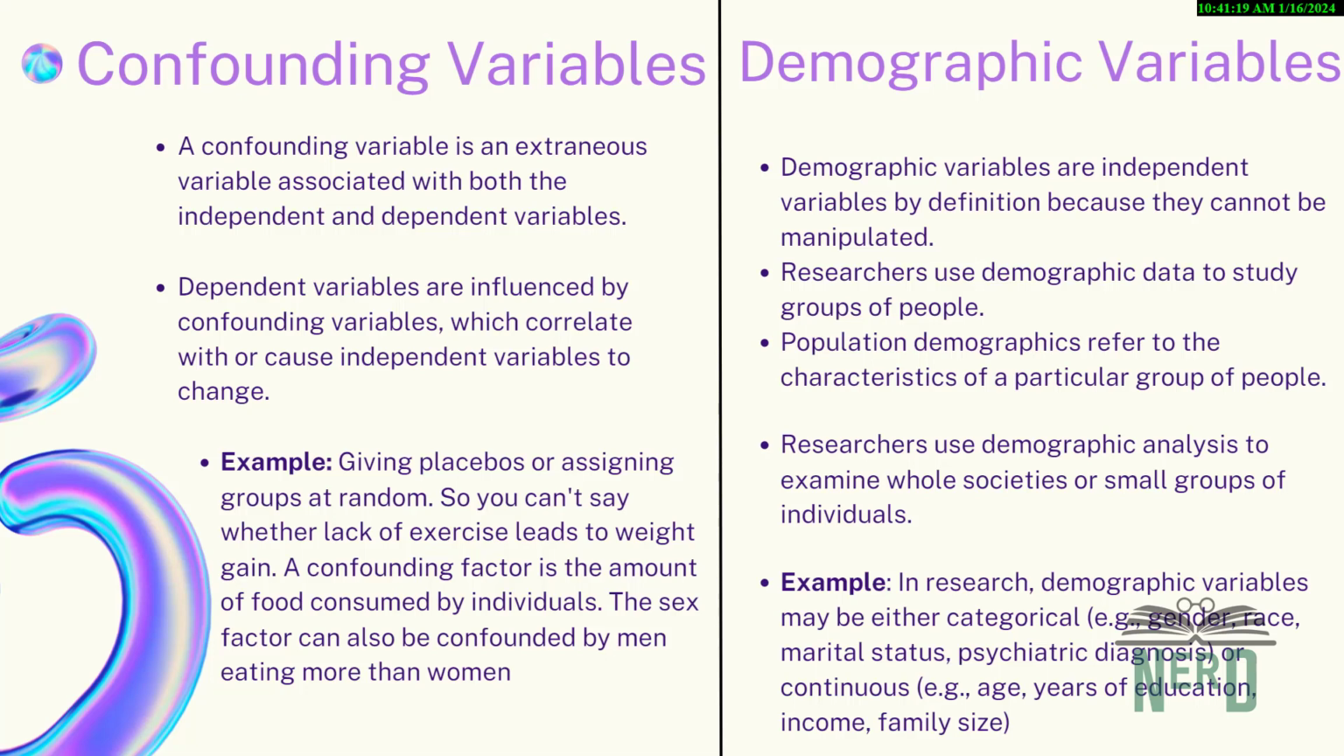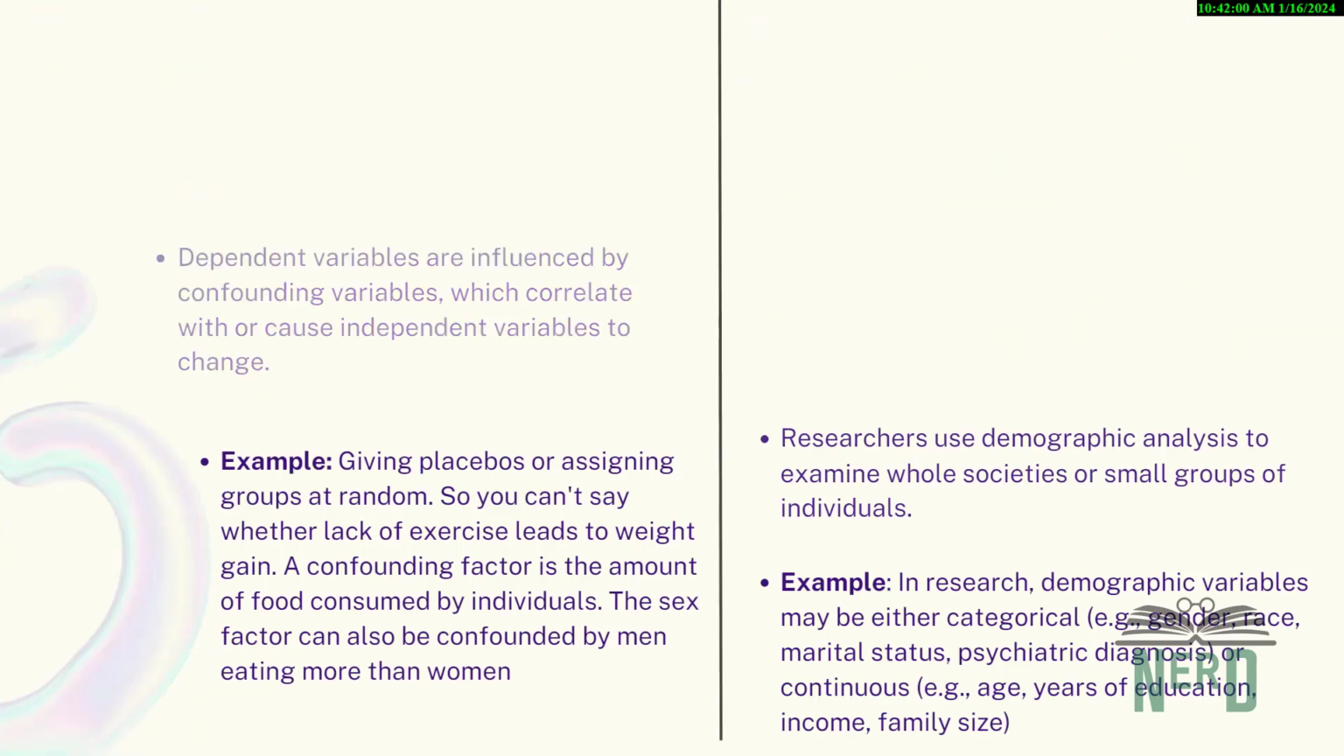For instance, in a study, these demographics might be split into categories, like male, female, different races, married or single, or they might be numbers like age, years, and income. This helps a researcher get a clearer picture of the population they are studying, whether it's a whole country or just a small group of people, right? So in a nutshell, while confounding variables are those tricky factors that can mess up your findings, demographic variables are the solid, unchangeable facts about your study group, and that helps you understand who you are dealing with.